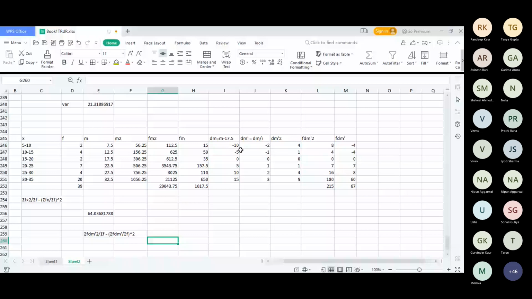But if we have used the step deviation method and divided by I, the answer has to be multiplied by I. Once again, one more thing we have forgotten: this is the standard deviation, so we have to take the square root. The formula becomes under root of this. This 64 becomes the variance, but you want to calculate the standard deviation, so it is raised to the power 0.5, the square root of the answer. So 8 becomes the standard deviation.